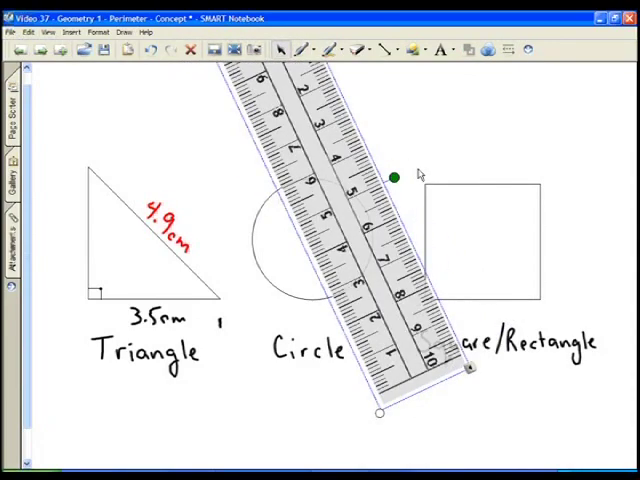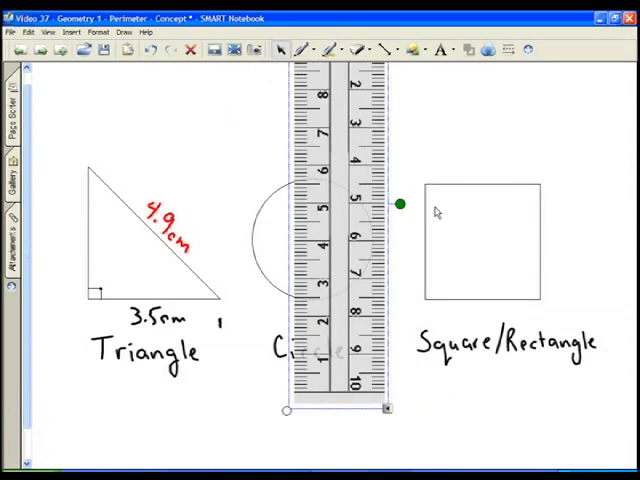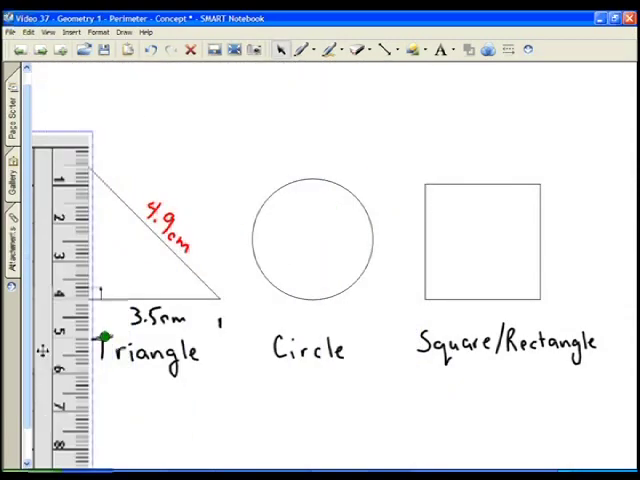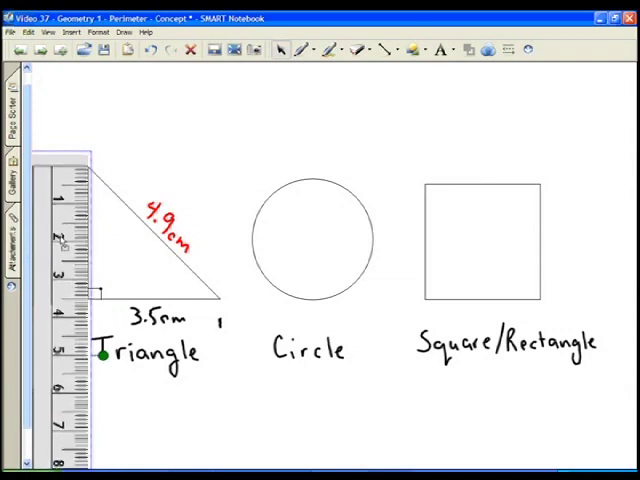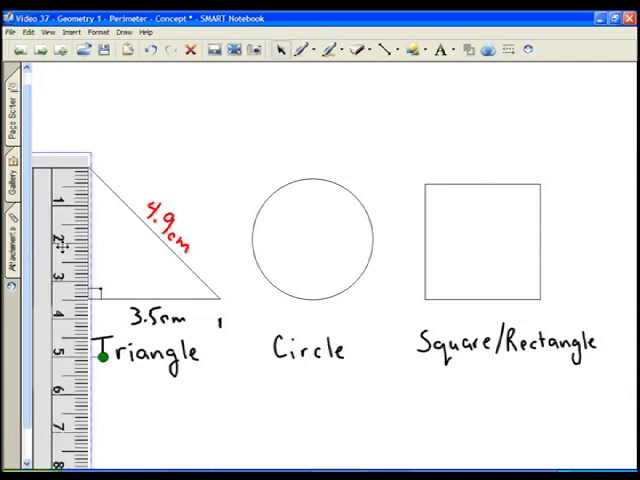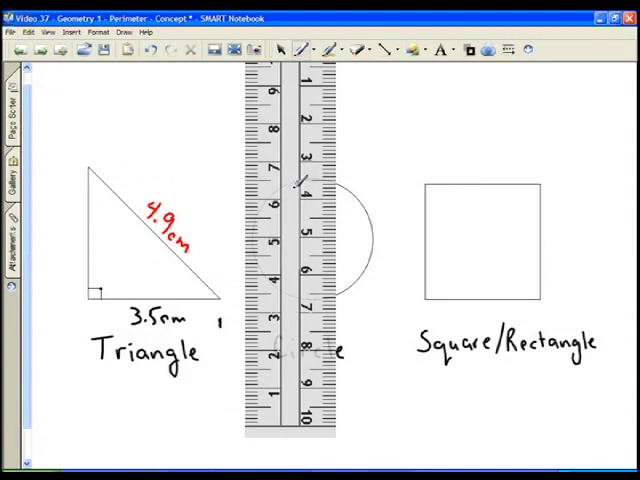And finally the last side, we'll just get our ruler vertical here. And you can see now I'm matching up my marking with the edge of the ruler. It is a little trickier here sometimes. And you see here we have 3.5 centimeters.